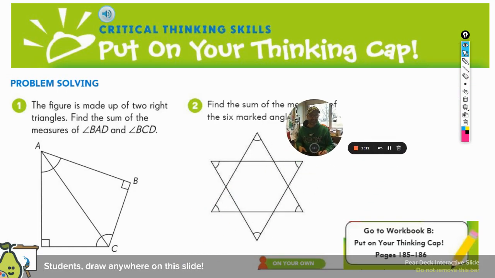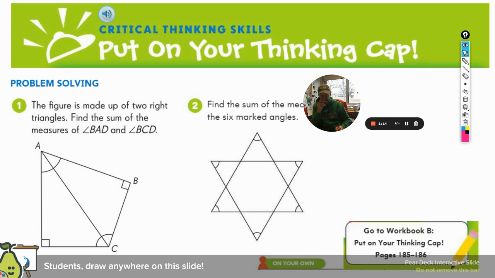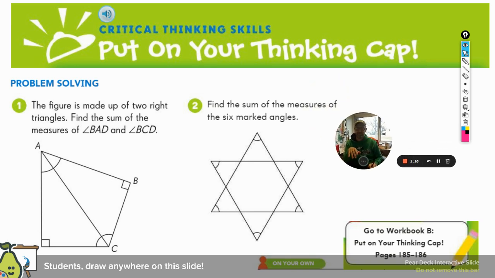All righty. This is actually from the tail end of yesterday's lesson, but I think it's good for you to do. And these are a couple of problem-solving problems. I just want you to read them, see what you can do, and let's see. Find the sum of the measures of the 6 marked angles. Oh, these aren't bad at all. Okay, pause me. Let's talk in 5 seconds after you solve them. Go.